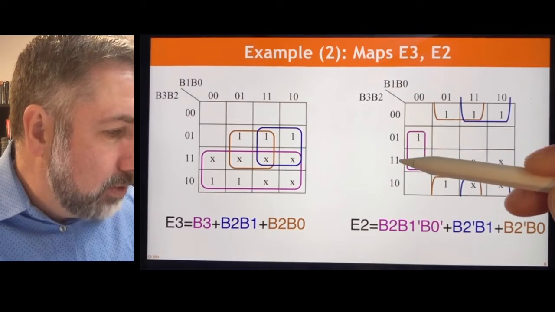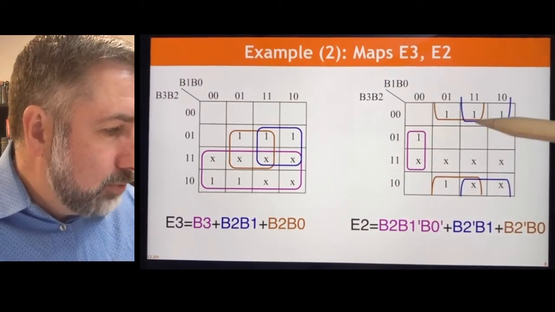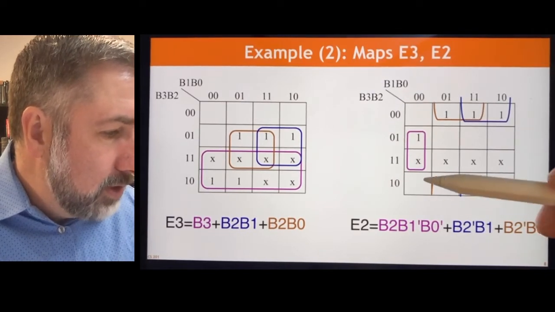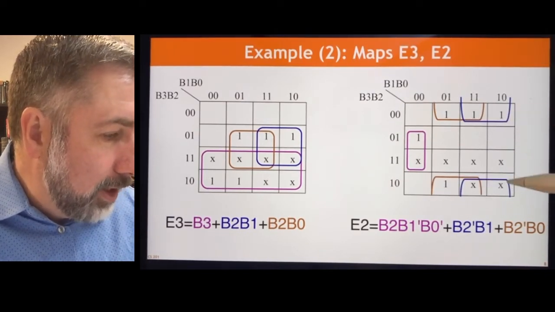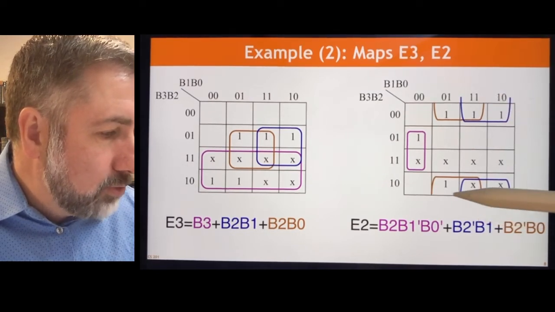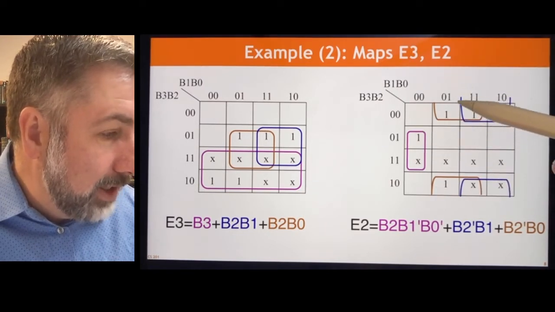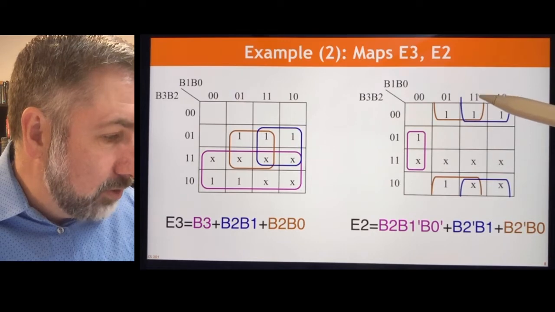This is B2, B1 prime, B0 prime, that's this one. This one here is B2 prime, right? And then this is B1, that's this one. And then this one here, the group is here, it is B2 prime again, and B0.